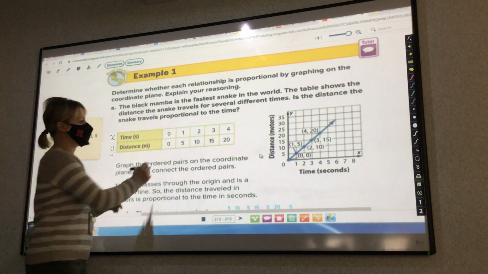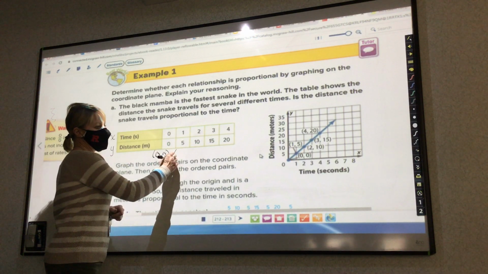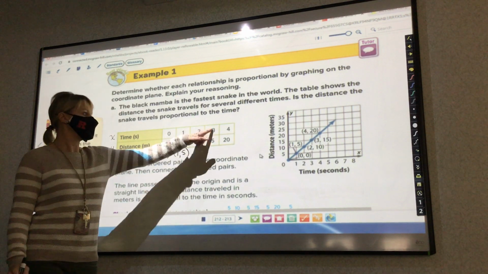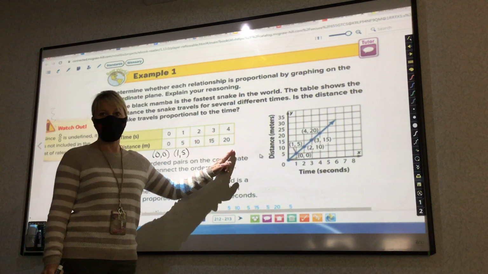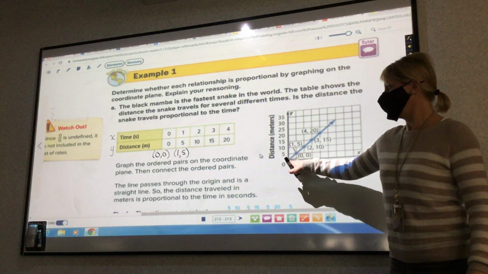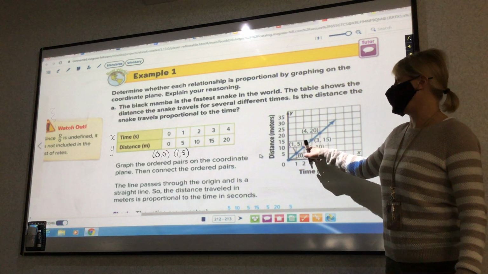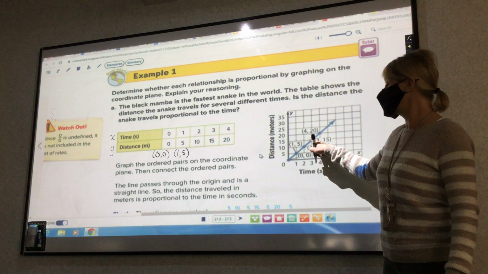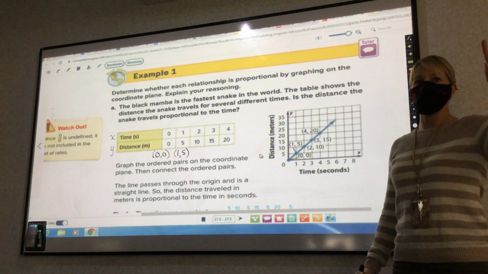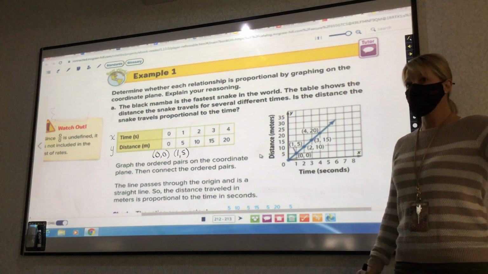Okay? And some of you might have difficulty reading, like, so these are my coordinates. So this first coordinate would be 0, 0. This second, the coordinates would be what? 1 and 5. Then 2, 10, 3, 15, 4, 20, correct? Okay? Then you're going to graph it on here. 0, 0 is right here. Over 1 up to 5. Then over 2 up to 10. Then over 3 up to 15. Over 4 up to 20. Ask yourself, does it create a straight line? Does it go through the origin? Okay, so it is proportional.